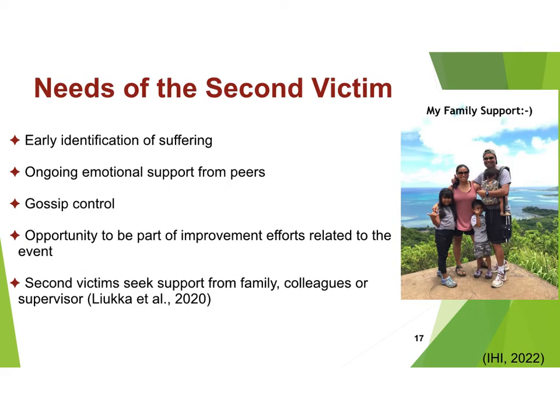This slide covers the important needs of the second victim, the caregiver. The type of support the caregiver typically asks for includes early identification of suffering, ongoing emotional support from peers, gossip control, and the opportunity to be part of the improvement efforts related to the event. The affected caregiver usually looks for support from family, peers, supervisor, as well as their higher organizational leadership. Regardless of the severity of the event or provider's feeling about it, the reactions from these people can make the situation better or worse. Their response can mitigate or propagate the sense of isolation or shame.